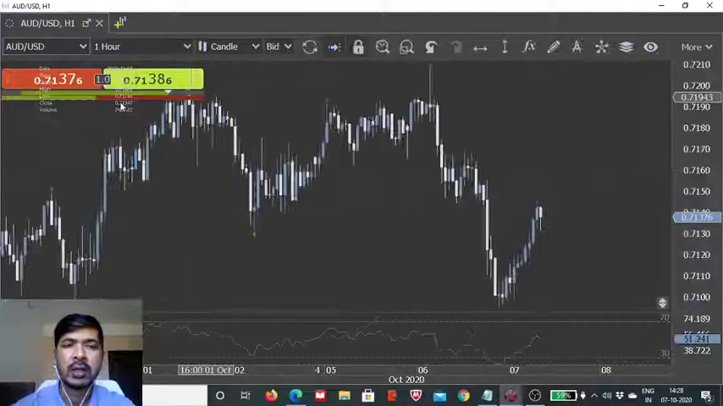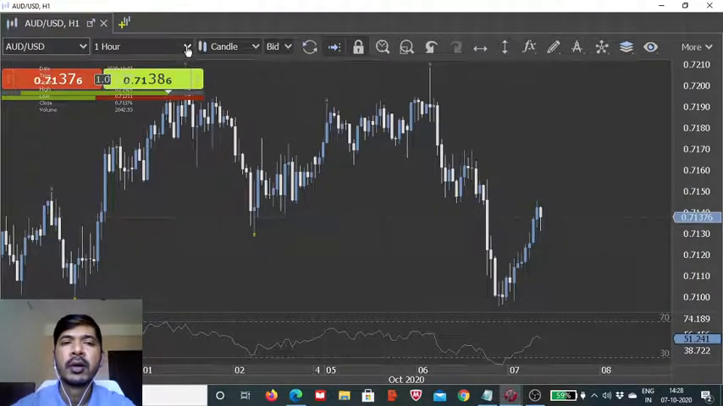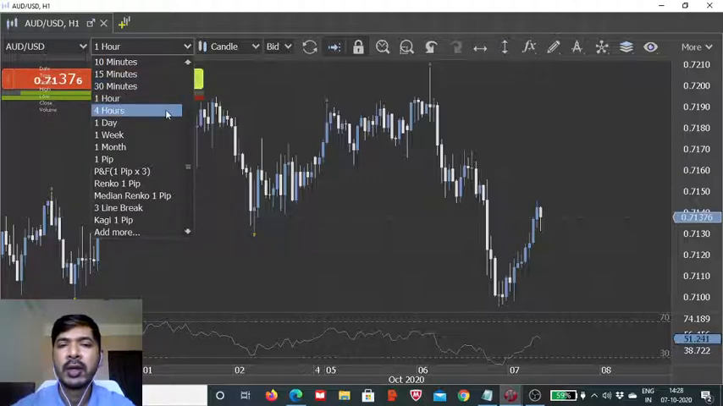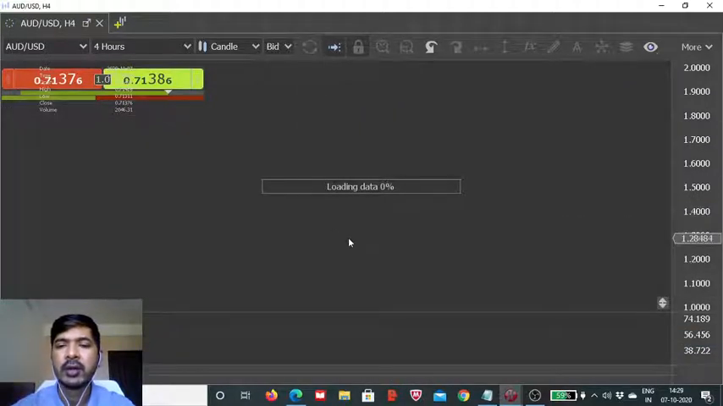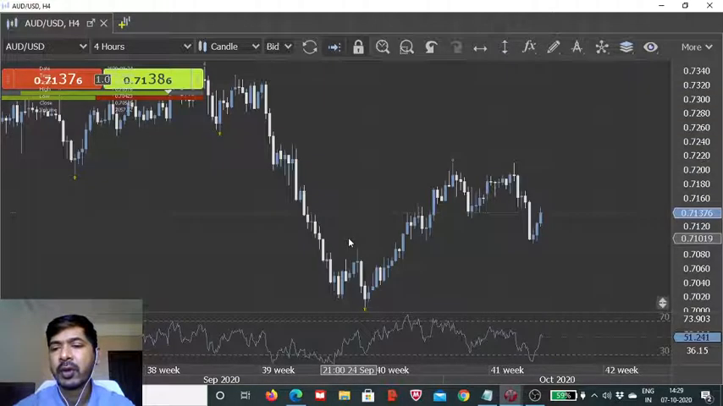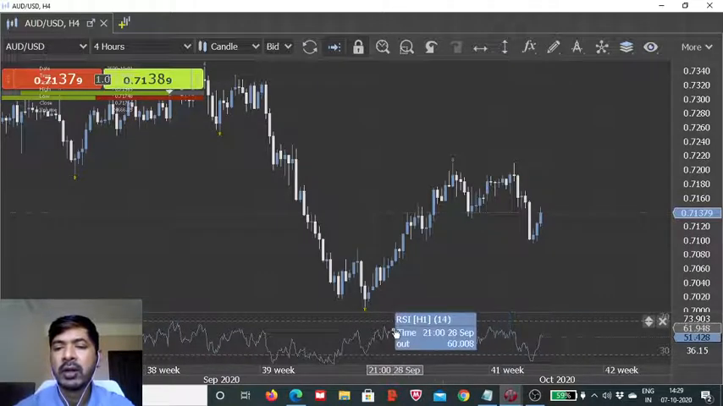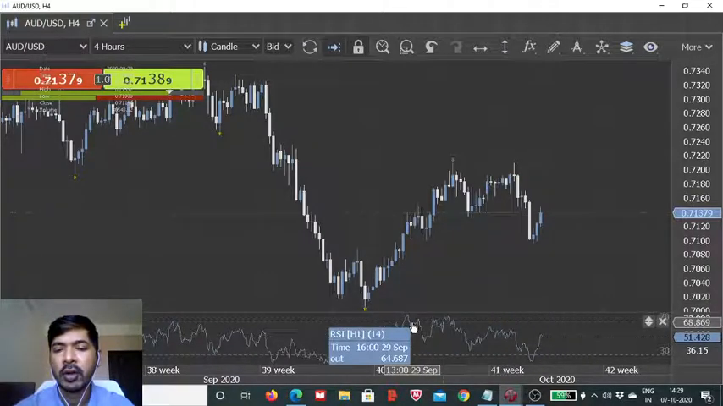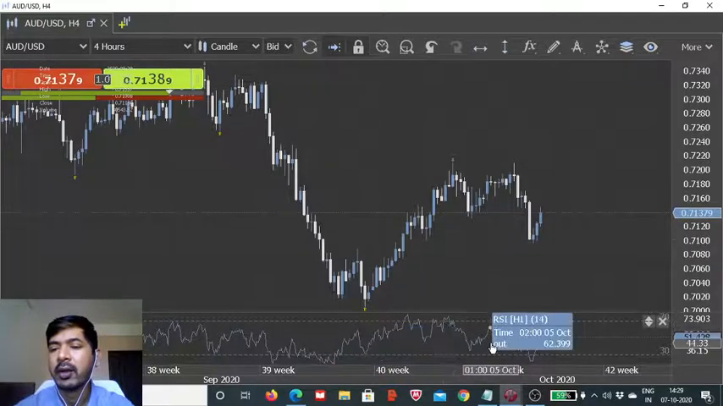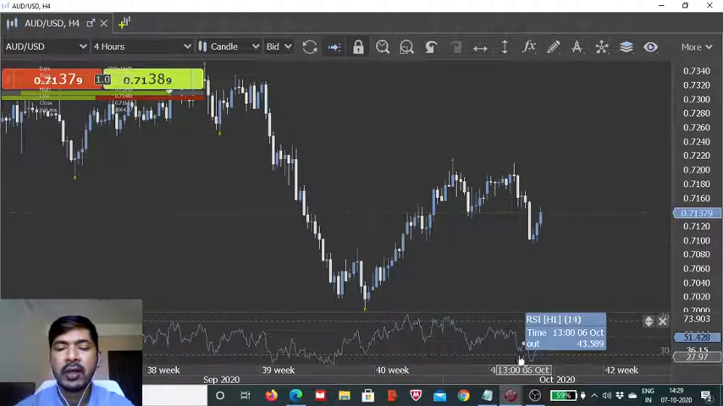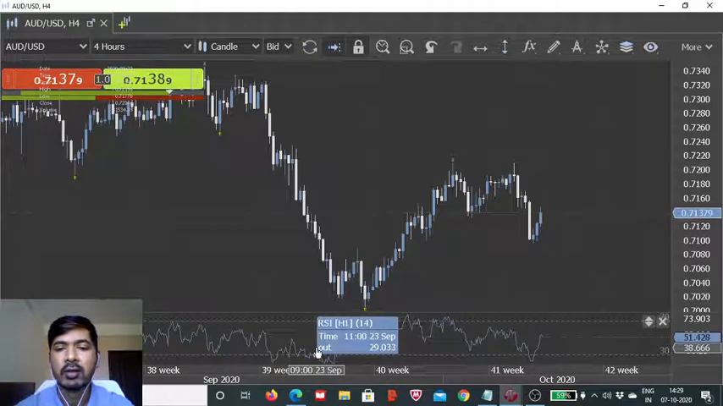So we change this default instrument, and we change the time period of the charting. I have made this AUD USD of 4 hour. Okay, now we have loaded the data. As you can see, when we take the longer time frame, we have these trends which last a lot longer, and then once in a while we see these quick moves.